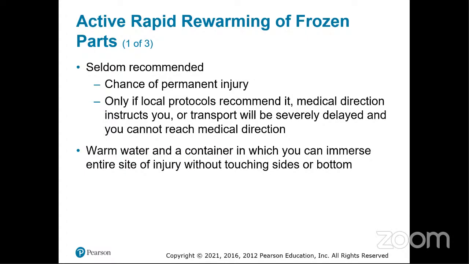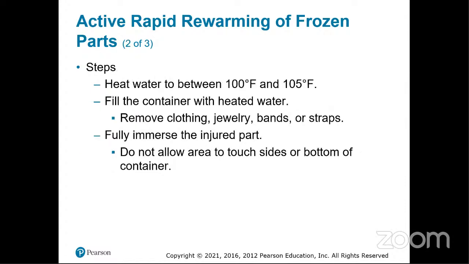So warm water in the container, immerse the entire injury or site without touching the sides or the bottom, so you're not floating in that warm water. This is the other hard part. To actively rewarm it, the water has to be between 100 and 105 degrees Fahrenheit. How in the heck do you heat water to 100 to 105 degrees Fahrenheit in the field? And if you do it in the home, how do you not get it over? All of a sudden you went from a frostbite to a burn. Interestingly enough, though, they go to the same place because they do the same treatment for it. They debride and get rid of that dead tissue.